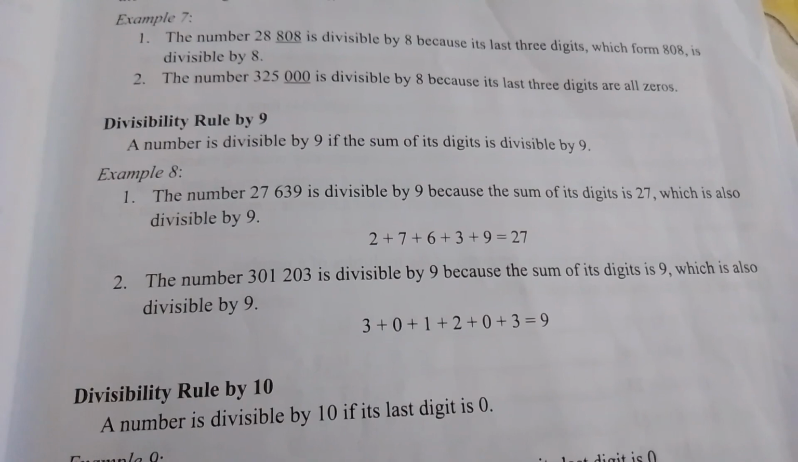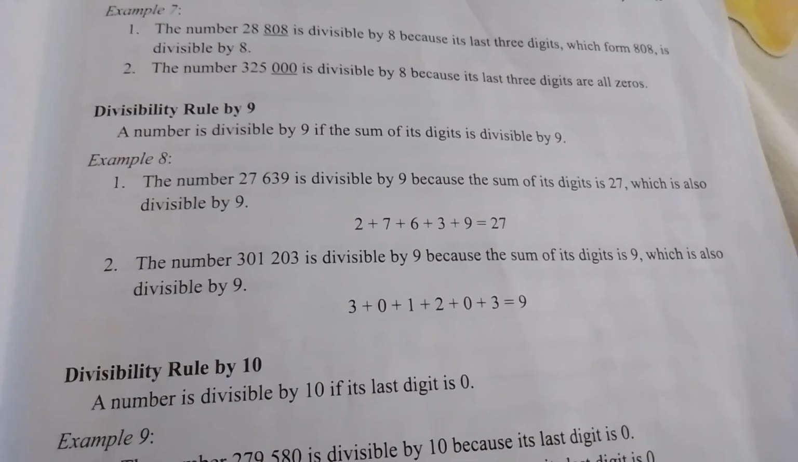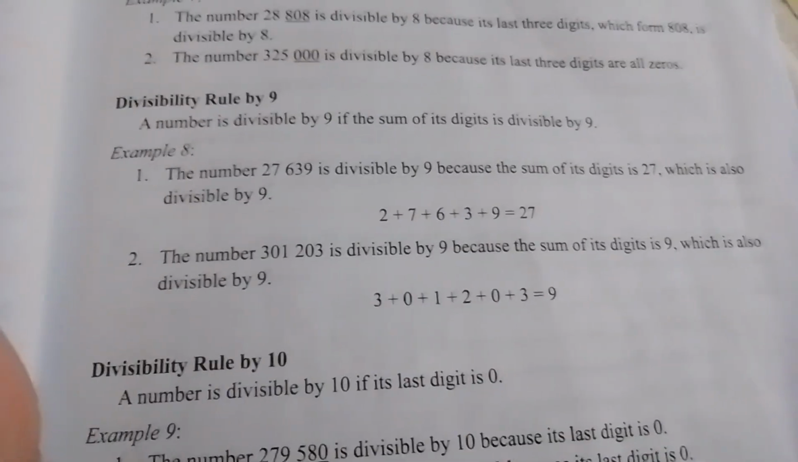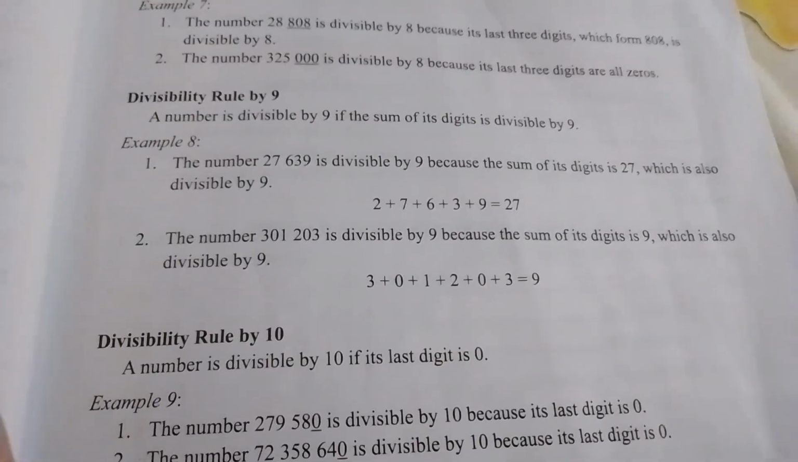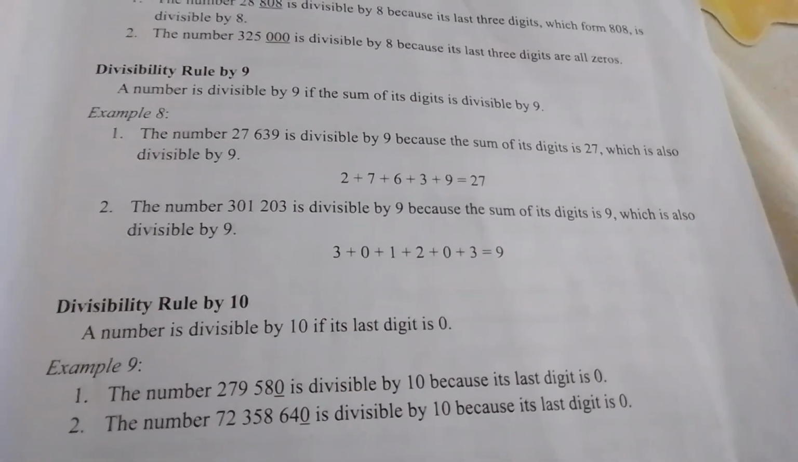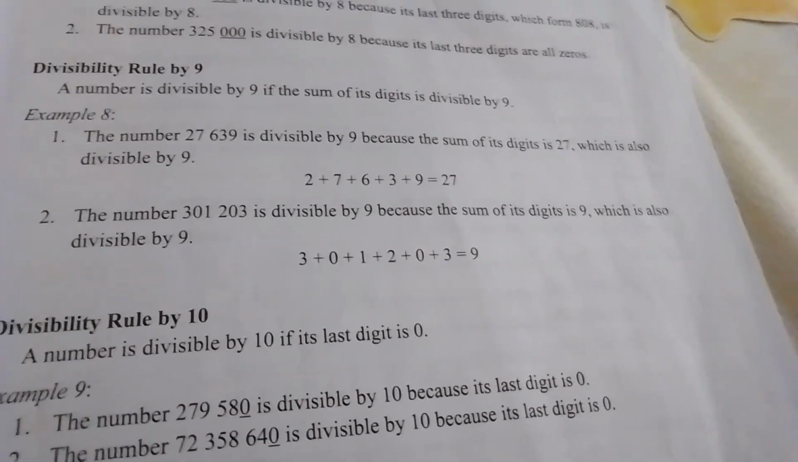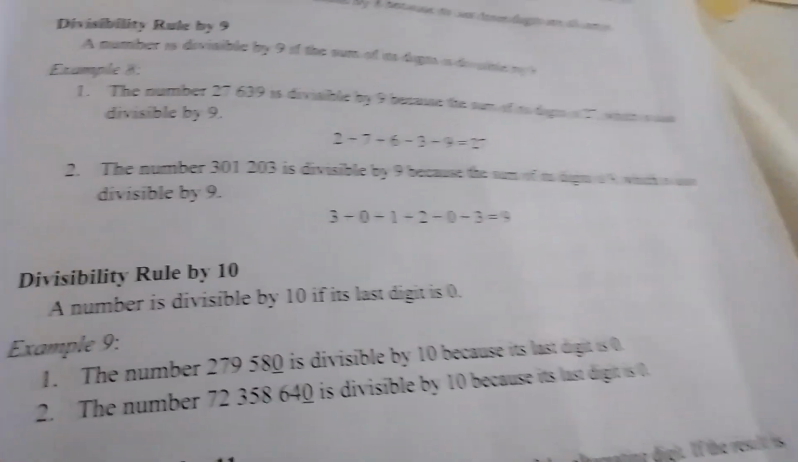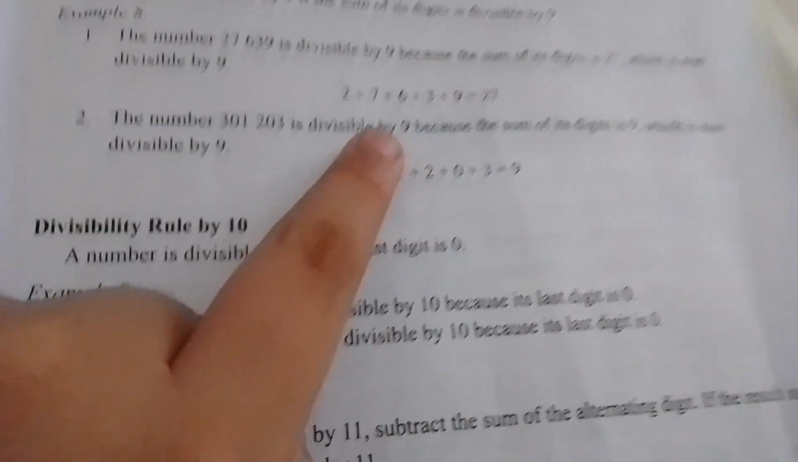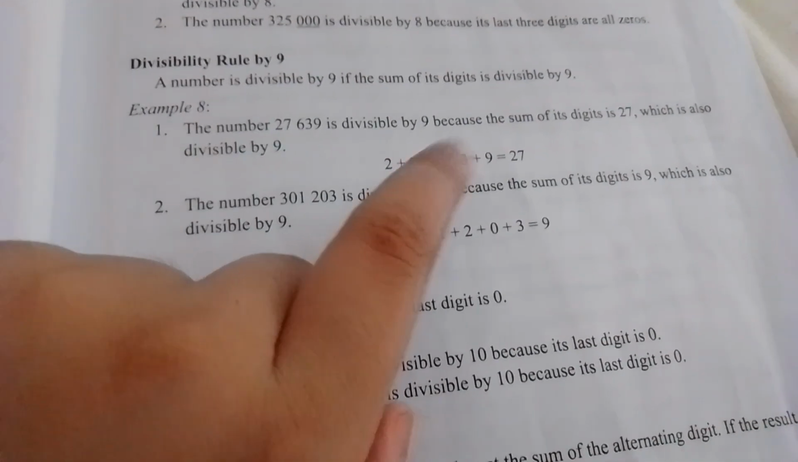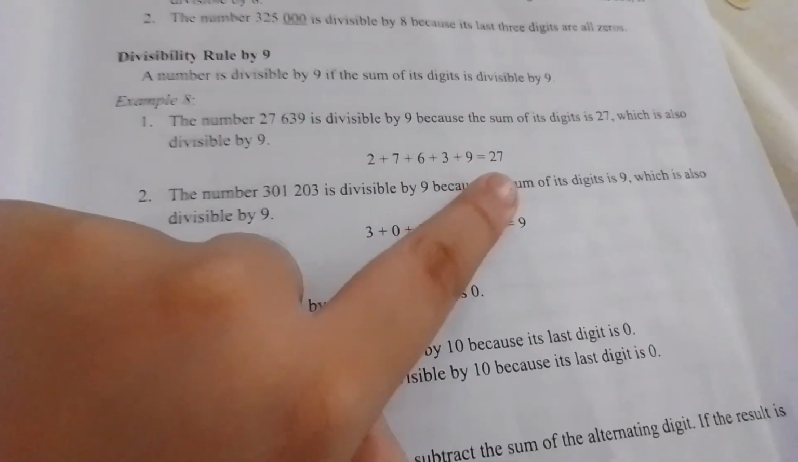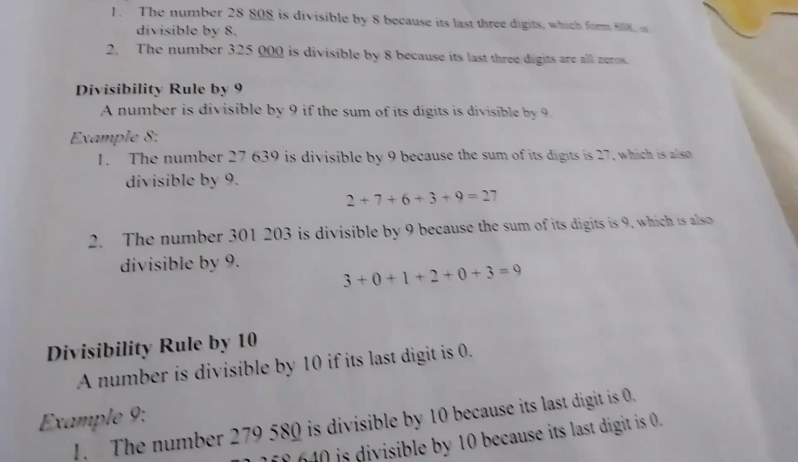Divisibility rule by 9. A number is divisible by 9 if the sum of its digits is divisible by 9. The number 27,639 is divisible by 9 because the sum of its digits is 27, which is also divisible by 9, because 2 plus 7 is 9, 9 plus 6 is 15, 15 plus 3 is 18, 18 plus 9 is 27. So it's also divisible by 9.